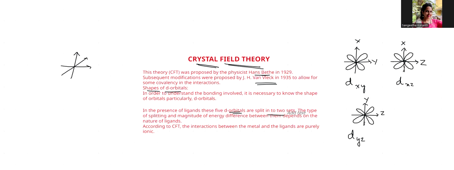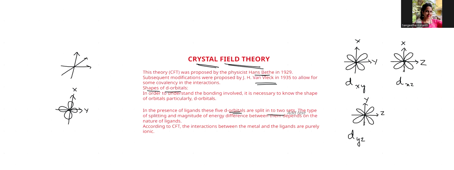There are 2 more d orbitals. So how are they arranged? What are the lobes of these d orbitals? How are they arranged? Now, if this is x and y again, the d orbital which has its lobes present on the x as well as the y axis.